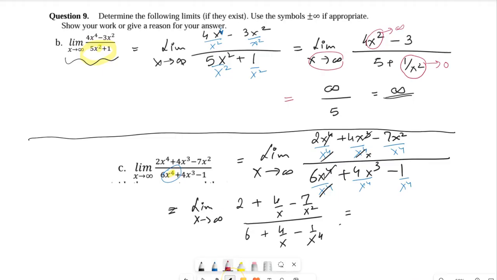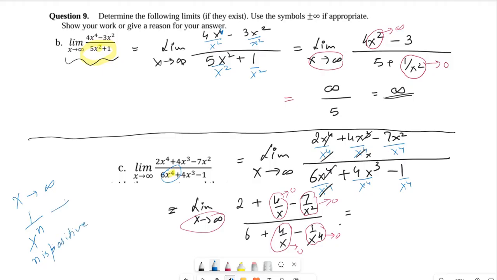Now we know x is approaching infinity, therefore 4 by x will approach 0, 7 by x squared approaches 0, 4 by x approaches 0, and 1 by x to the fourth approaches what? 0. Why is this? Remember, if x approaches infinity, anything with 1 over x to the power n, when n is positive, approaches 0. That's why this is happening.